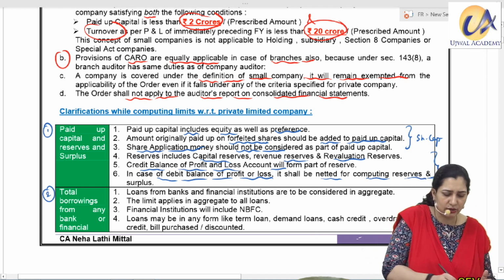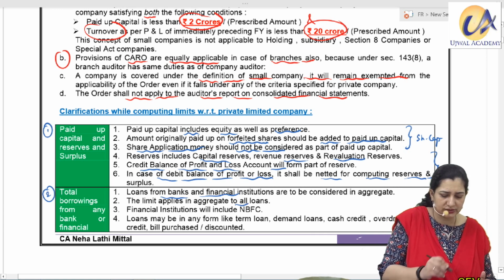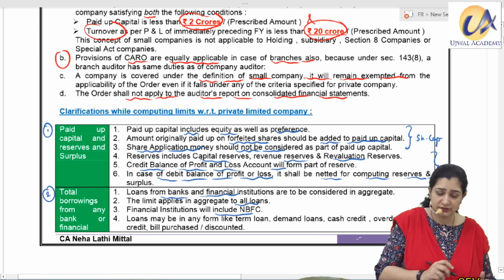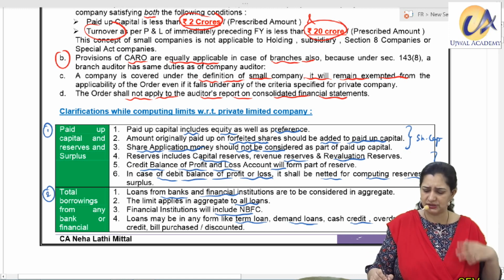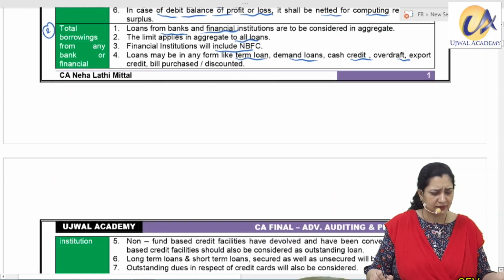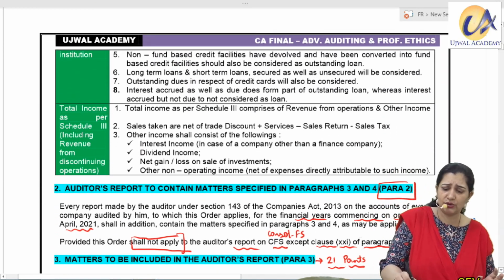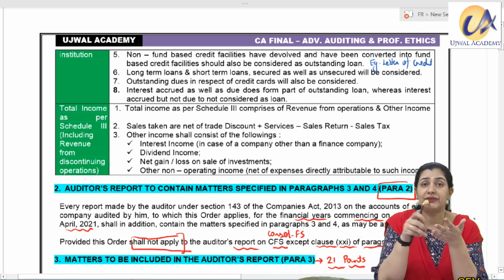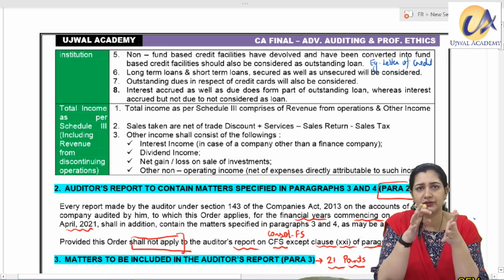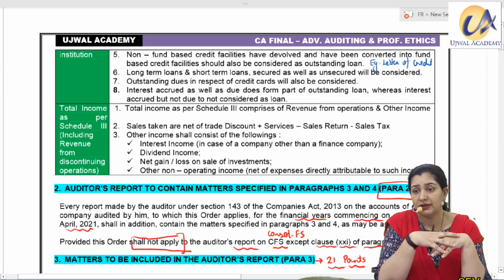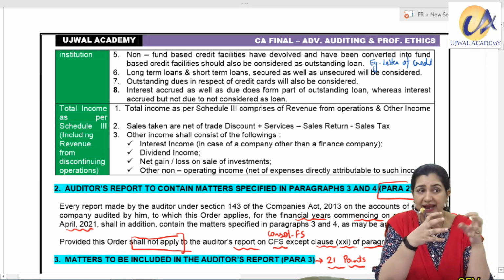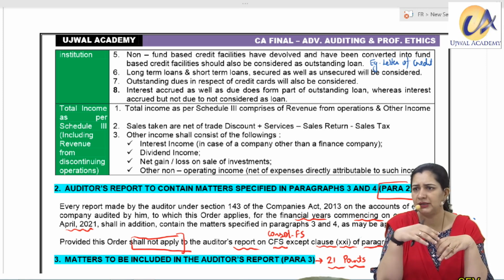Borrowings: you have to take all loans from banks and financial institutions, including NBFC loans. Term loans, demand loans, short term, long term, overdraft, cash credit, bills purchased and discounted, everything is taken. Even a letter of credit, where the bank is not giving fund based money, is only like a guarantee. Now, what is this letter of credit or guarantee? The bank gives it to the company, and the company will pay the amount.